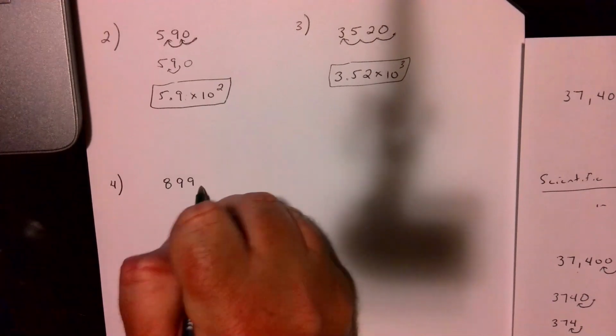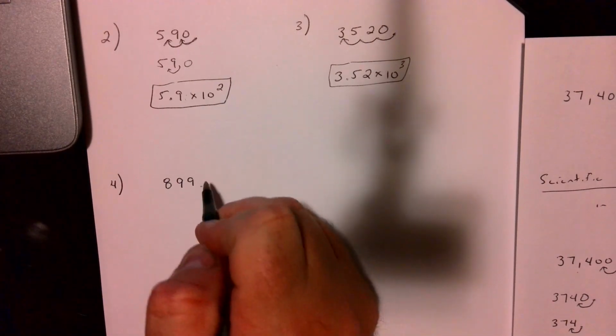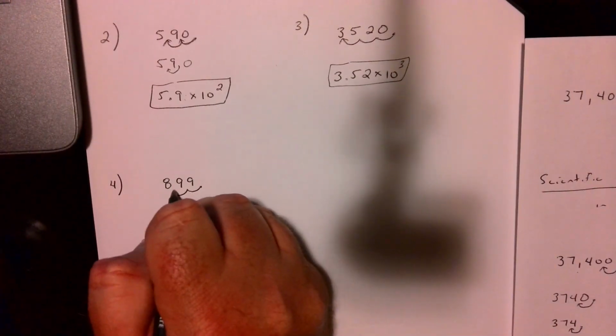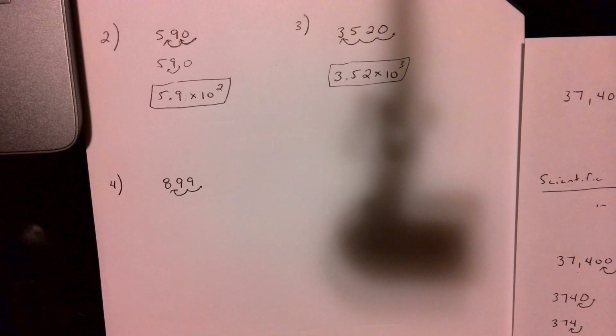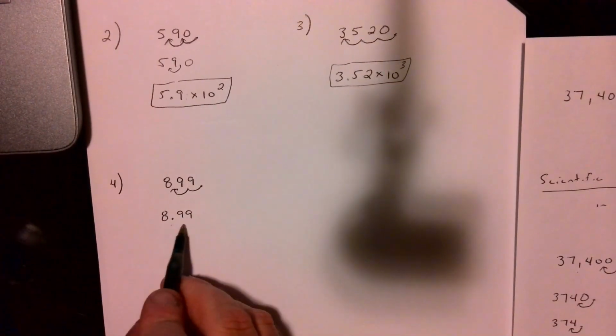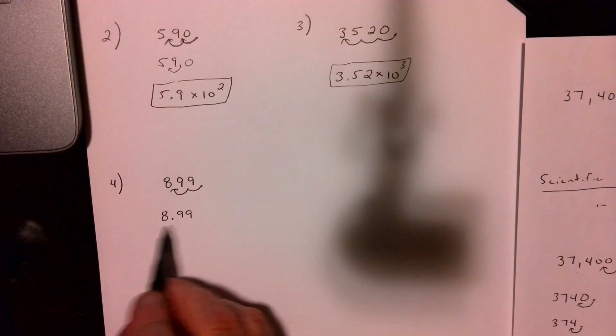Okay, so the decimal's at the end. And we need to make it between 1 and 10. So if I move him over once, twice, we end up with 8.99. Make sure that number is between 1 and 10, correct?